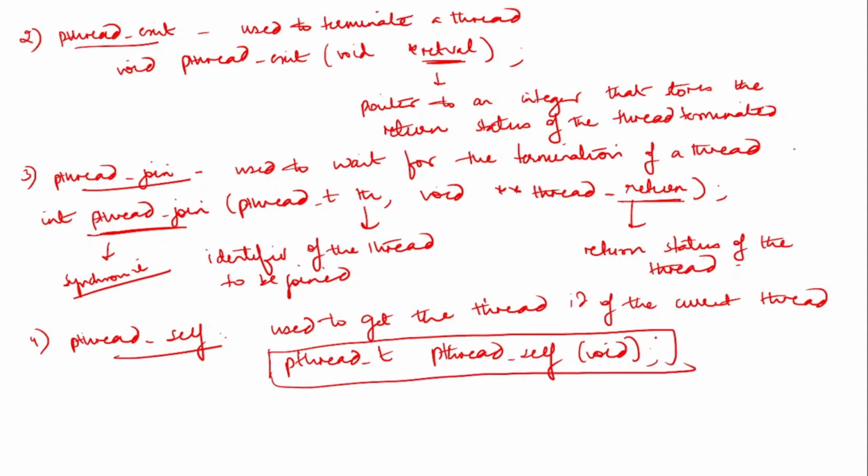As I already explained, we have two threads, the main thread and some newly created thread, and we want to see which thread is currently executing. We don't know internally which thread the operating system is executing, so we can find that with the help of the pthread_self function, because it will give you the thread id of the current thread that is executing. So this is pretty simple. It is used to give you the thread id of the current thread.